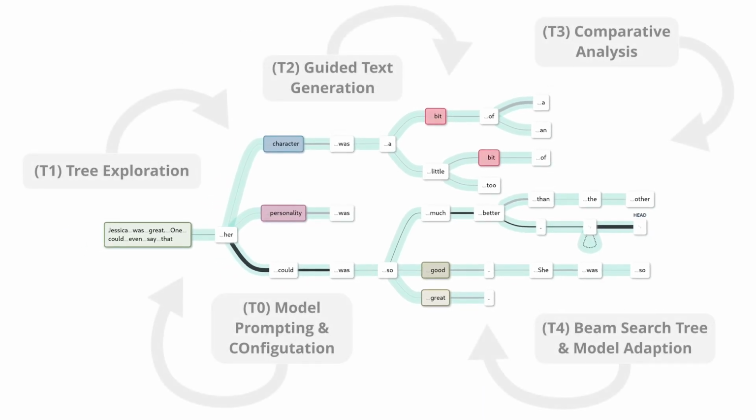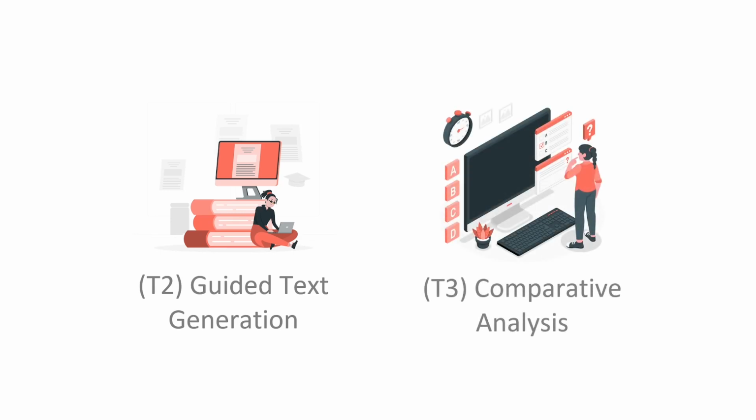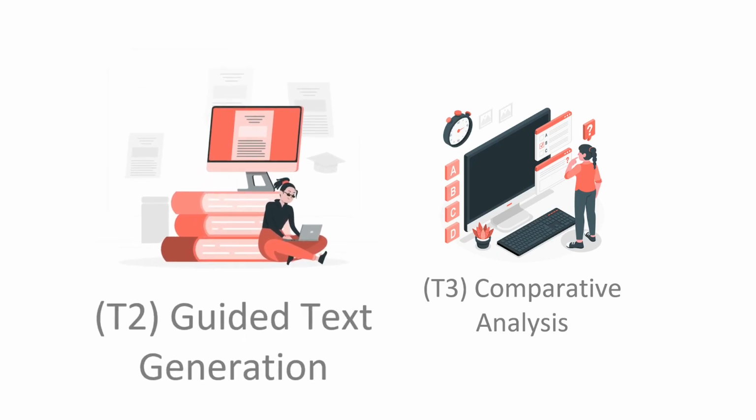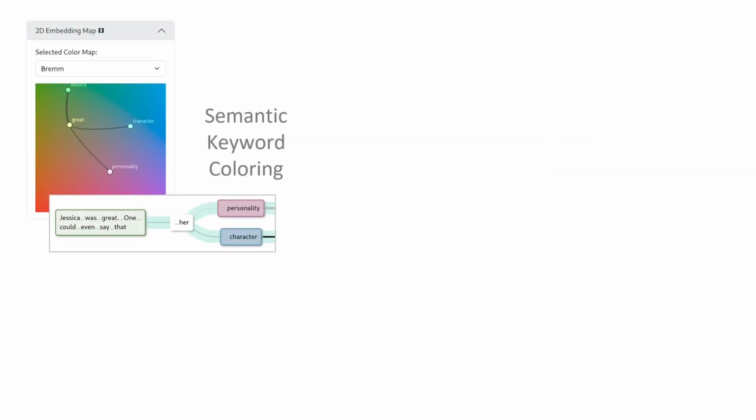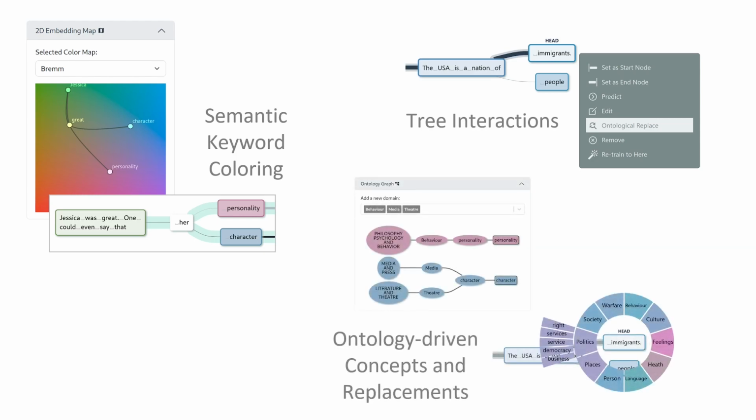By complementing the always visible beam search tree with task-specific widgets, our technique is able to support a variety of tasks. This enables different modes of analysis, such as guided text generation and comparative analysis of model outputs. For example, we support the task of guided text generation by providing widgets to color nodes based on the semantics of keywords, interact with nodes of the beam search tree, for example, to edit the node content or prune the tree, and we include widgets providing an overview on topics touched by the generated text and do guided keyword replacement.